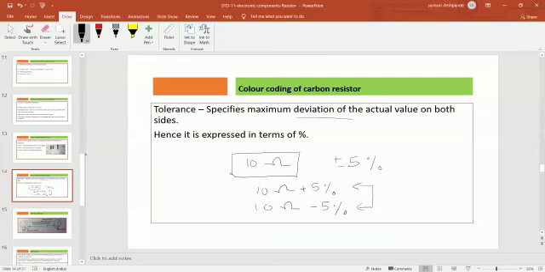Calculate it. It means the value will not be exactly 10, it will be more than 10, but by how much? 5%. And it will be less than 10 by how much? 5%. Okay, we are going to do some examples.